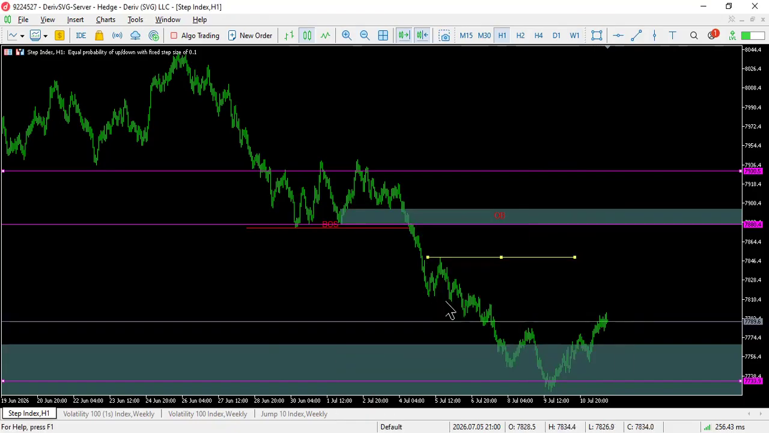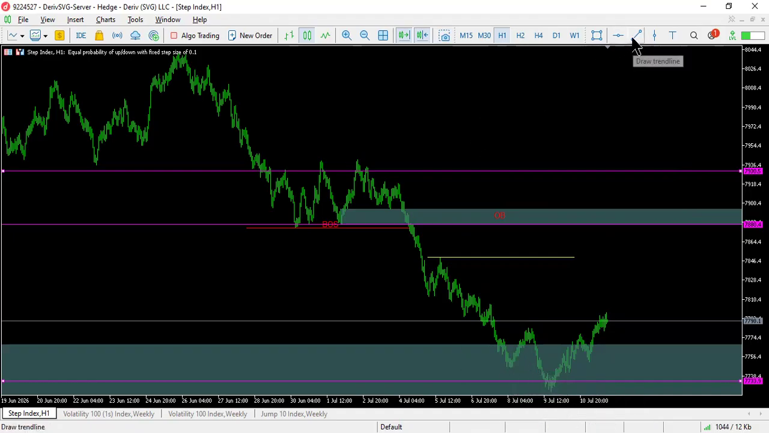So you can go ahead and place a sell limit on step index with your entry price at 7880.4, stop loss at 7930.5, and then your take profit level at 7733.9, and always apply proper risk management.